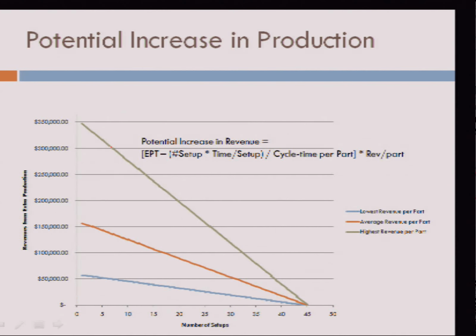So this is just saying that if you did 5 setups and you ran the least profitable part, you would make about so much money. If you averaged the earnings from all the parts you make, then if you did 5 setups, this is how much you would make by producing so many parts priced at an average value. And if you were able to devote all the freed up capacity after 5 setups and only produce the most profitable part, then this is what you would make. So this is the range of benefits.